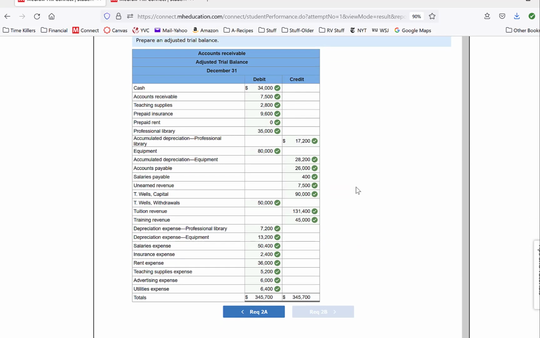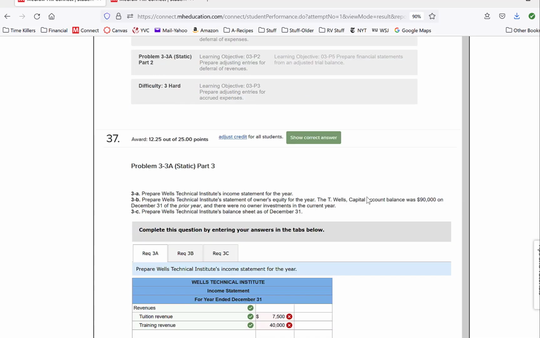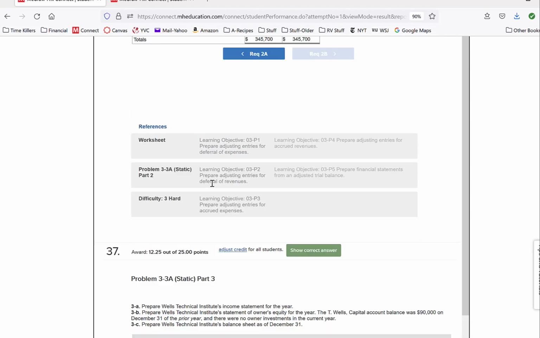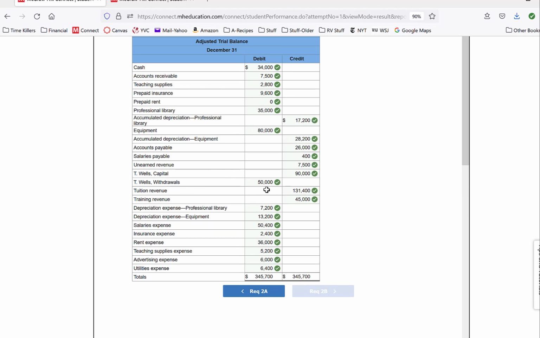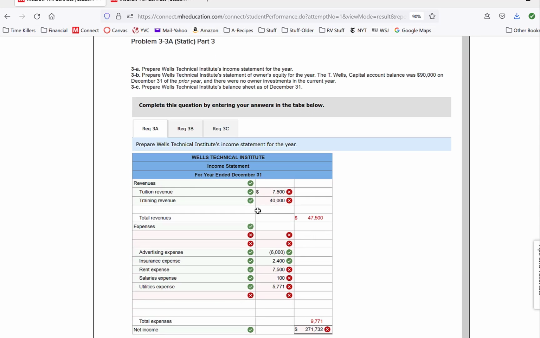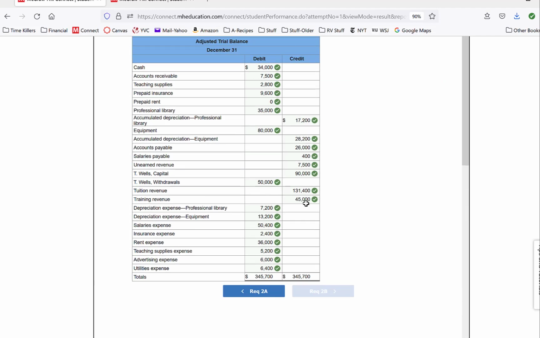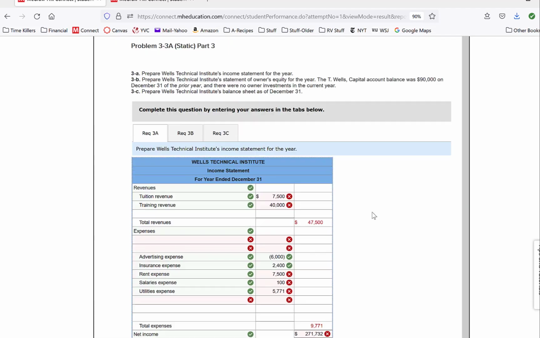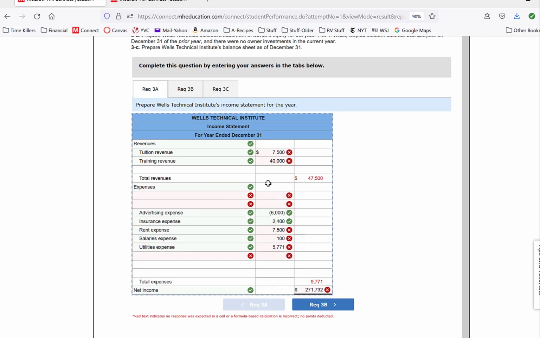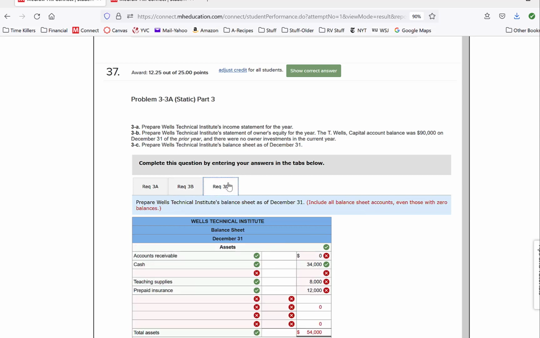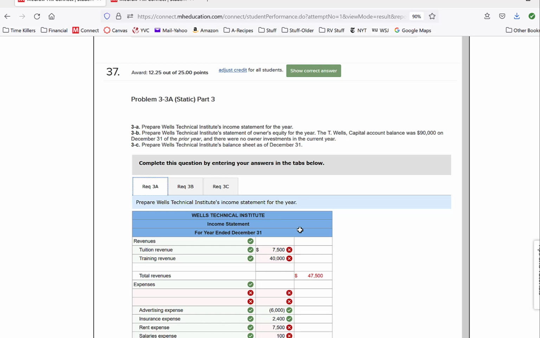So now you have the adjusted trial balance and you come down to the last one where you build financial statements. Well, you need to pull this from here, right? Look, you've got tuition revenue of $131,400. So that tuition revenue should be $131,400, right? Training revenue, $45,000, right? So you're pulling all of these numbers from the adjusted trial balance. Same with the statement of owner's equity. Same with the balance sheet, right? I'm going to look at this just to make sure.